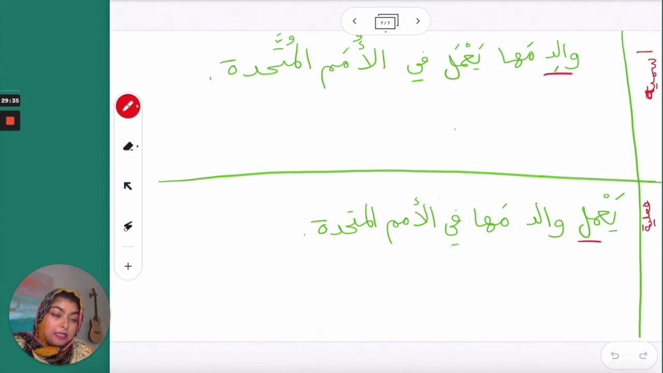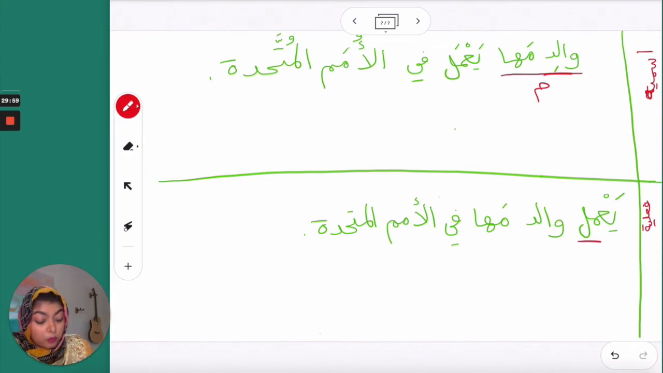When I say والد by itself, it's indefinite, it's nakira. Right? Because there's no alif lam, there's no pronoun, there's nothing. It's just father. But whose father is it? Maha's father. That whole phrase now is a definite noun phrase, right? Because it's possessive. Maha's father, walid Maha, mubtada.